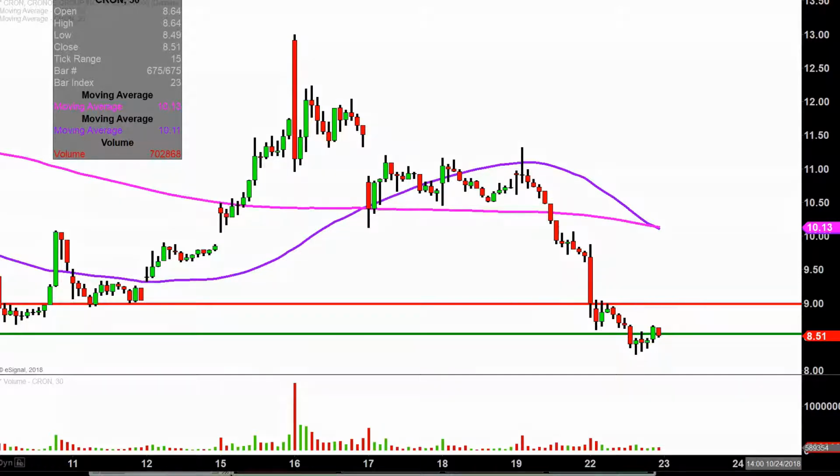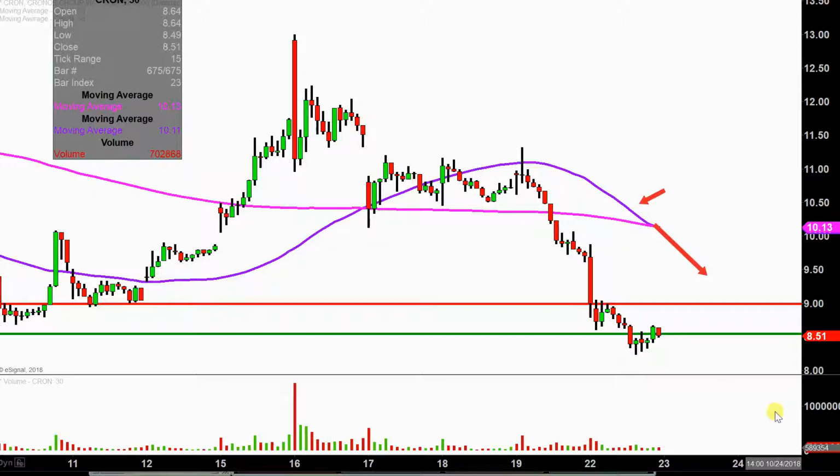After $9, the overall level to keep an eye on is just going to be the purple line right here, the 50-period simple moving average. Keyword being moving. So as time goes on, that line will move itself further and further downwards. So it's kind of like a trend line that's drawing itself for you. So keep an eye on that level from an overall perspective.